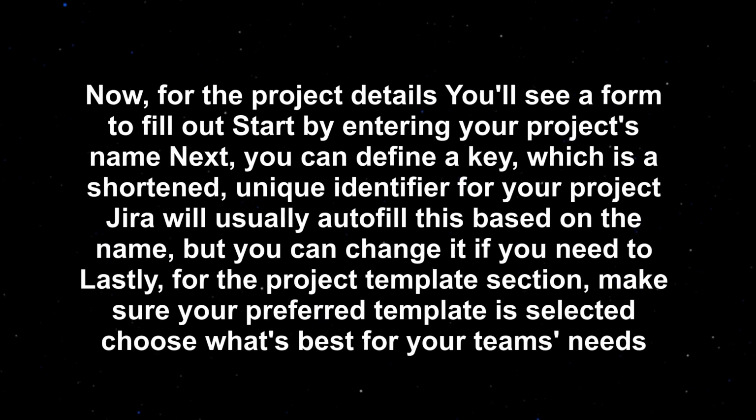Now, for the project details, you'll see a form to fill out. Start by entering your project's name. Next, you can define a key, which is a shortened, unique identifier for your project. Jira will usually autofill this based on the name, but you can change it if you need to.